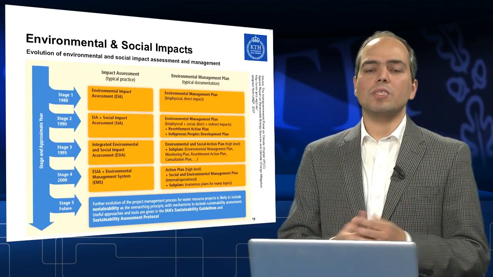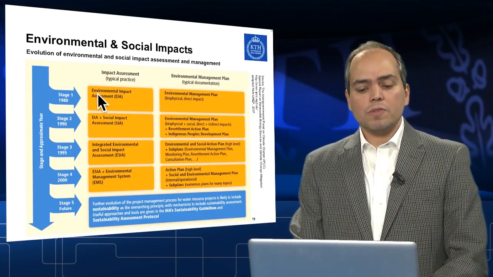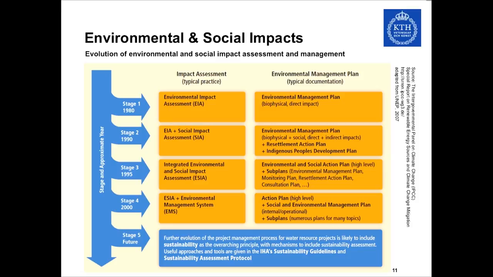So when it comes to the environmental impacts, I would like to show you the evolution of the impact assessment, or environmental impact assessments, over time. During the 80s, it was only environmental impact assessment, and then this assessment had a management plan, which was the environmental management plan. It was more about the direct and very immediate impacts on the environment. In the late 1990s the social impact came into consideration. So then it became the environmental impact assessment and social impact assessment.